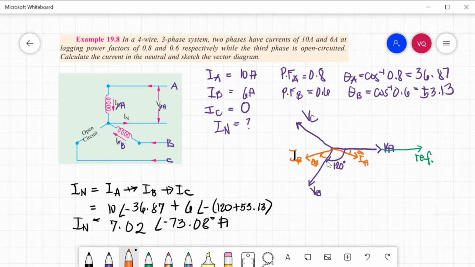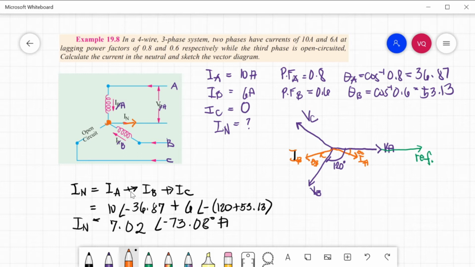Now we will calculate the neutral current flowing here. Our neutral current is outward from the node, and our currents IA and IB are toward the node. So this is our node, and we will perform KCL at this node. IN will be equal to IA plus IB plus IC, added vectorially. IC is 0. Now we will add IA and IB.